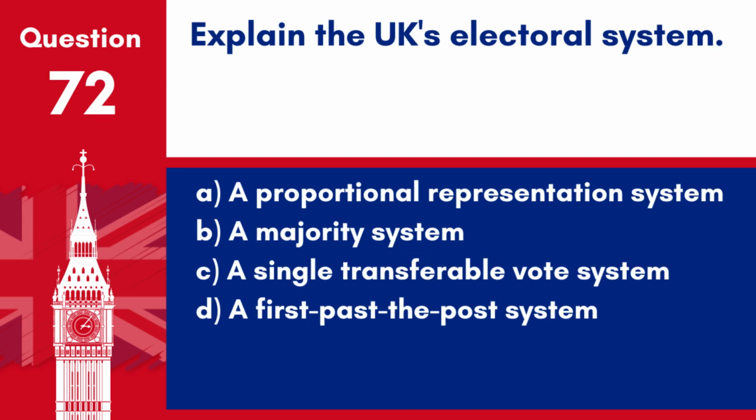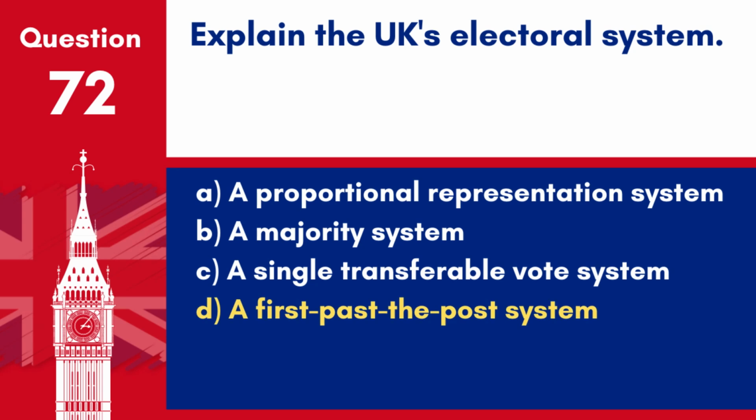Question 72. Explain the UK's electoral system. A. A proportional representation system. B. A majority system. C. A single transferable vote system. D. A first-past-the-post system.